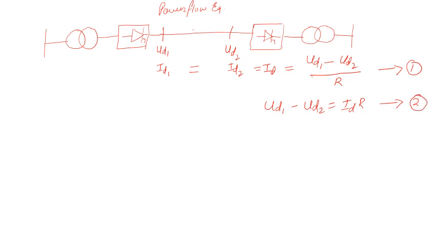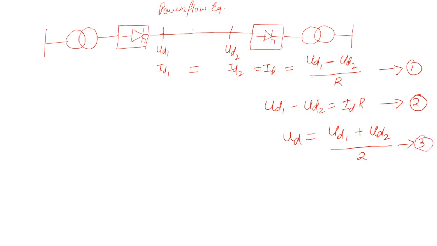Now if I want to know what my UD is, UD is the average DC side voltage. There are two voltages: one on the rectifier side, the other on the inverter side. So just take the average. I can say UD equals UD1 plus UD2, divided by 2. This is equation number 3.